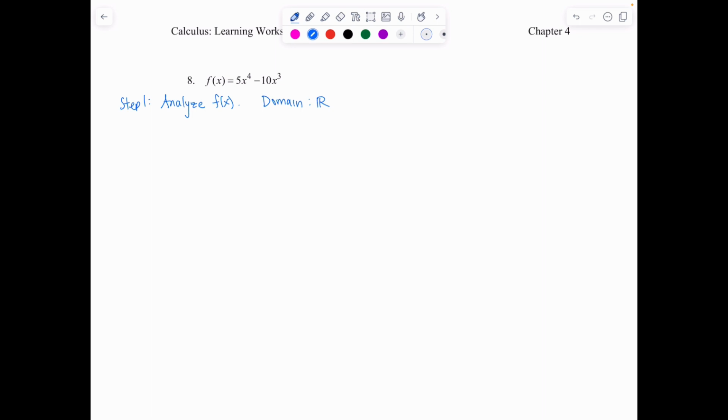Let's find our intercepts. So our y-intercept, we've got f of 0. 5 times 0 to the 4 minus 10 times 0 to the 3rd equals 0. So we've got a y-intercept of 0, 0.